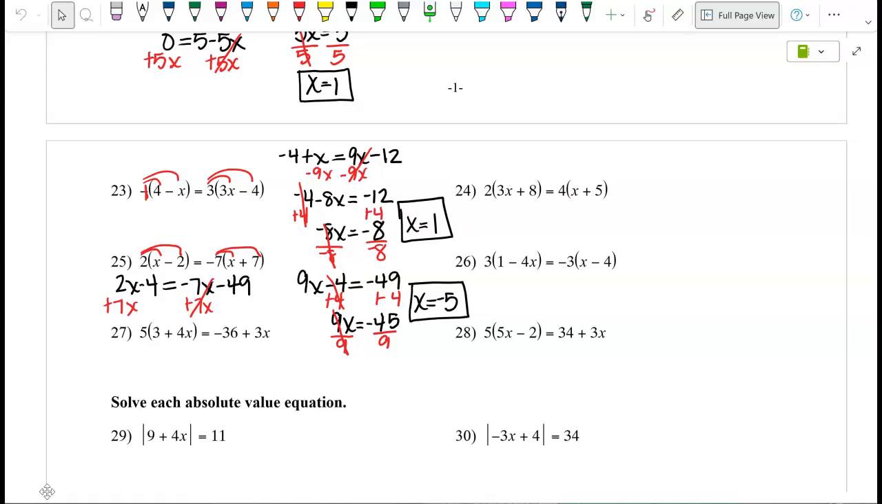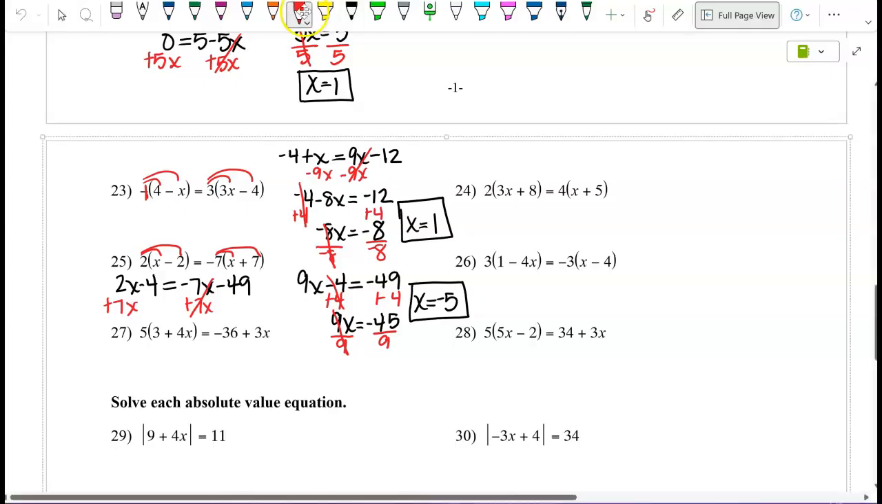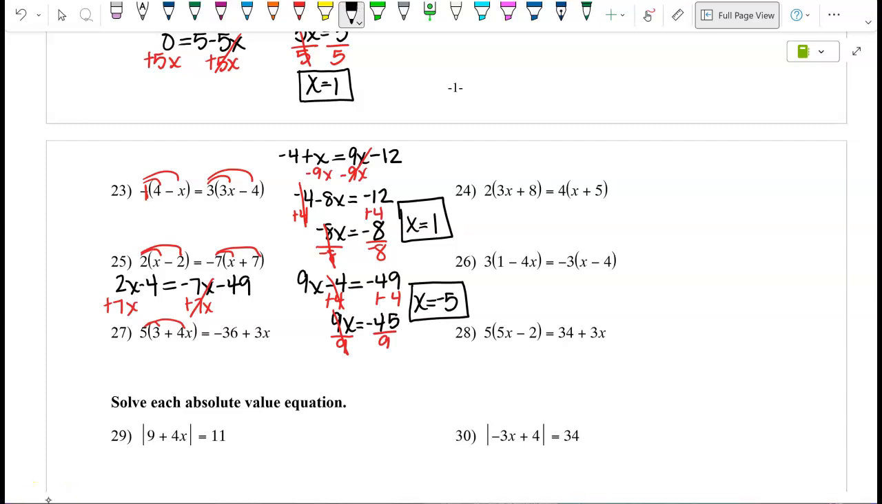All right, so number 27, again, just finishing off this section, we do have to distribute, but only on one side this time. We have to distribute the 5 to the quantity 3 plus 4x. So we have 5 times 3 gives us 15, plus 5 times 4x is plus 20x, equals negative 36 plus 3x. And again, I can't say it enough, be cautious with your negative signs. Make sure we are carrying down the appropriate negative signs. We're doing the appropriate math.